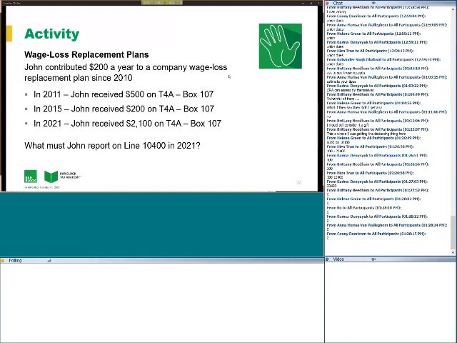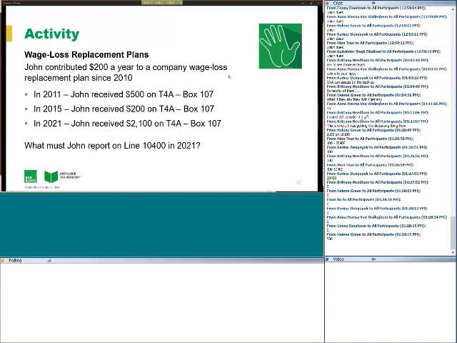This time he was on disability for longer. He received 2,100. This one's tricky because we have to keep track of which contributions have been used and which ones haven't. I'm going to give you guys a chance to try it, but I'm going to give you my chart at the same time. What does he have to report on line 10400 in 2021? How many years of contributions do we have to work with? So 2010, 2011, those contributions got used.